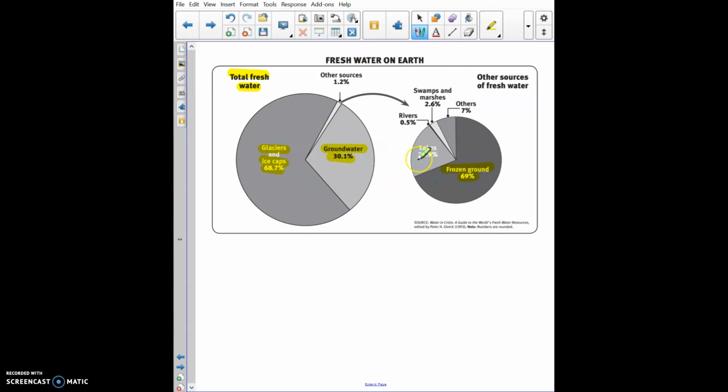So if I'm just comparing these numbers here, I know 69 is greater than 30, but the author's not telling me that there's more fresh water located in the frozen ground. Because if I look at the title of this pie chart here, this pie chart actually represents the other sources. So the frozen ground is the majority of these other sources located in this little sliver.